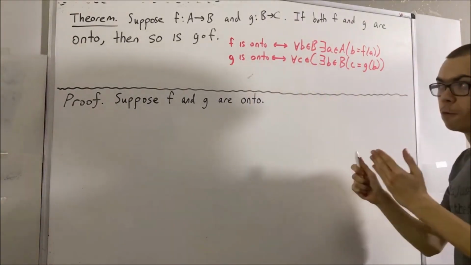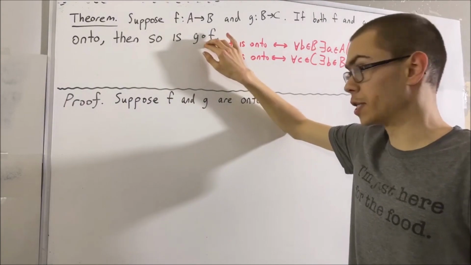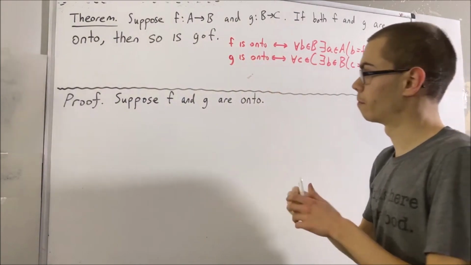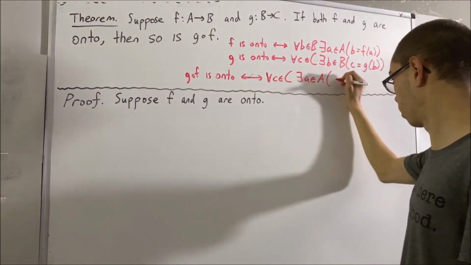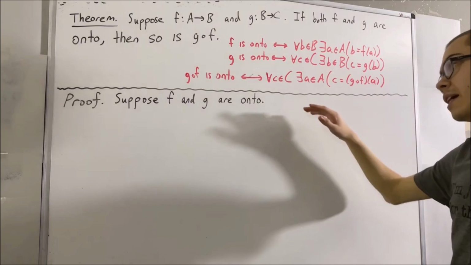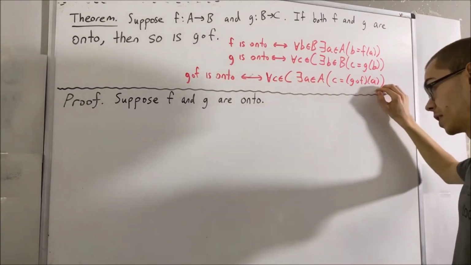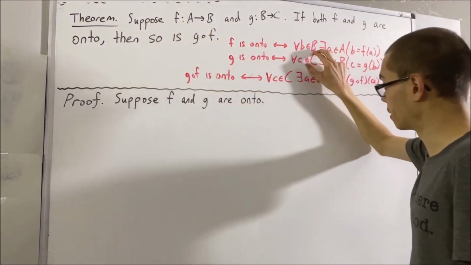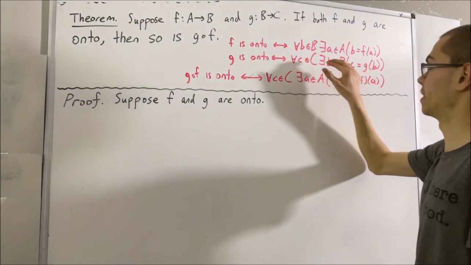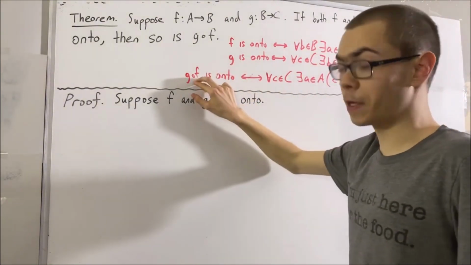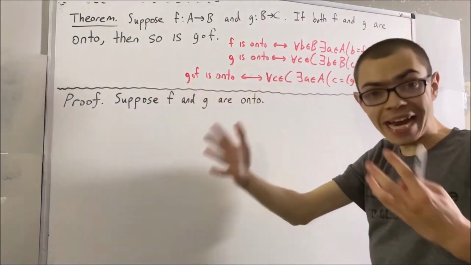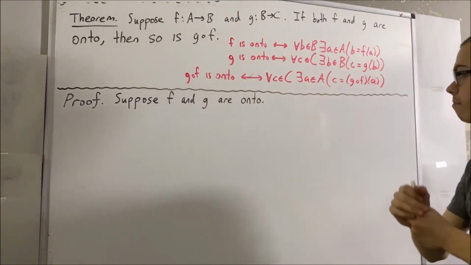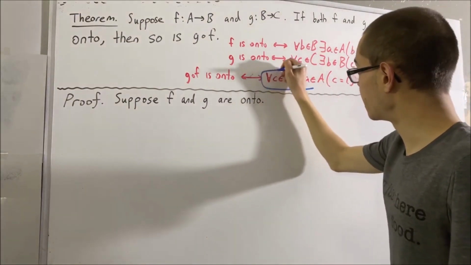So we want to prove that g compose f is also onto. Let me write out what it means for g compose f to be onto. In the same sort of way, this is what it means. Now, notice f is a function from A to B, and g is a function from B to C. g compose f, if you recall, is a function from A to C. So it makes sense. This is the statement we're trying to prove.